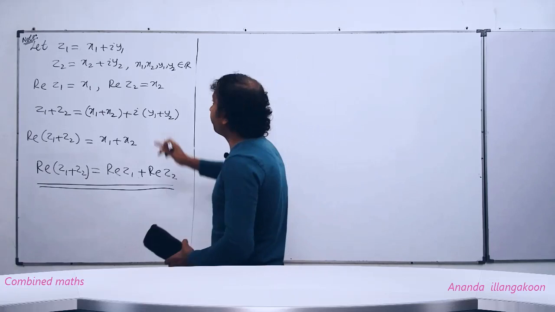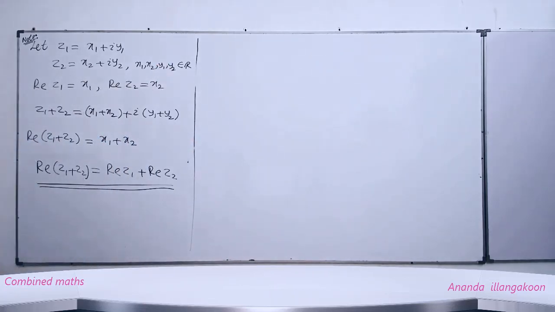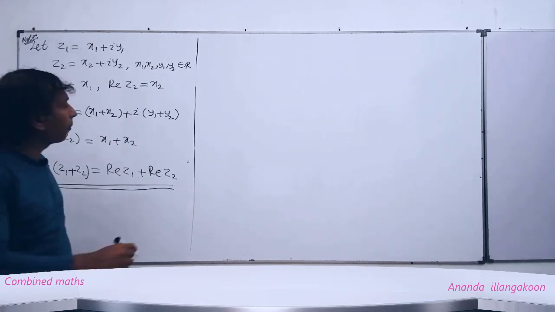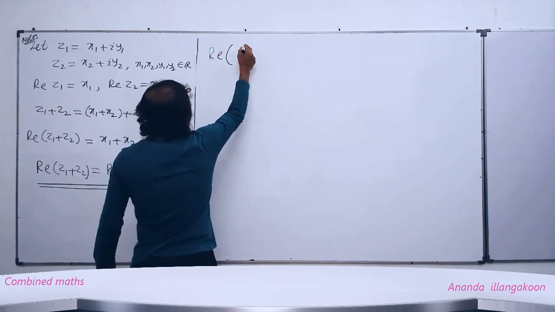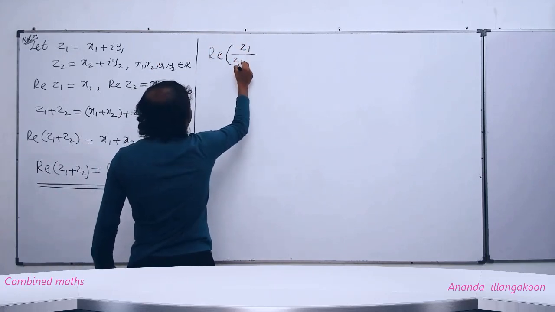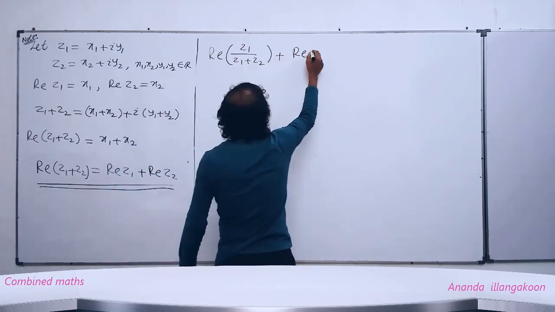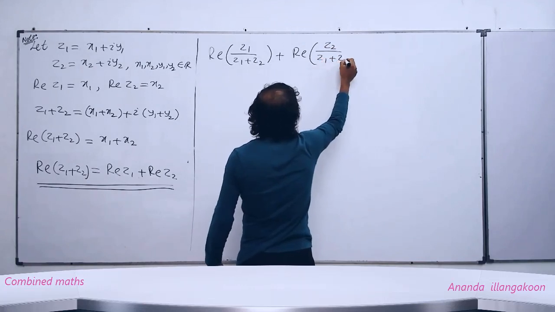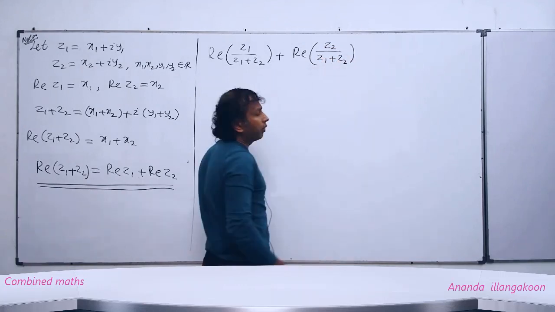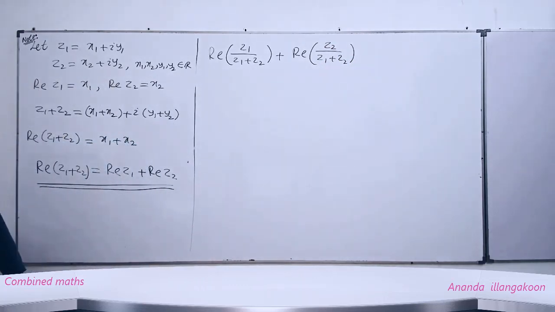You can write on this as a note. What is the next thing given? The next thing given is this: real part of Z1 divided by Z1 plus Z2, plus real part of Z2 divided by Z1 plus Z2. We are asked to show this is equal to 1.